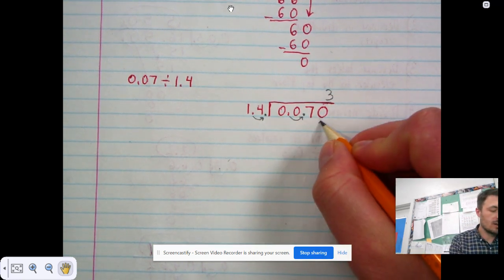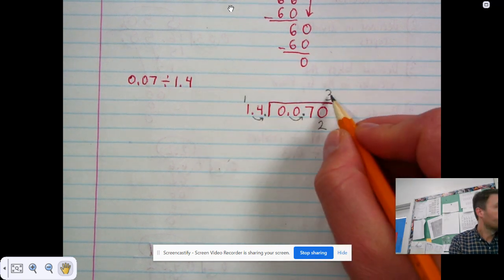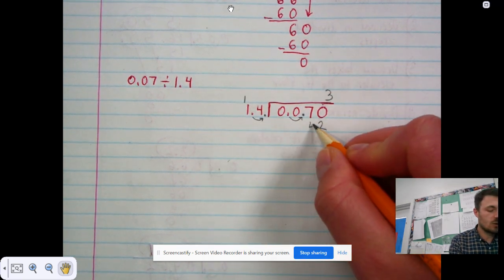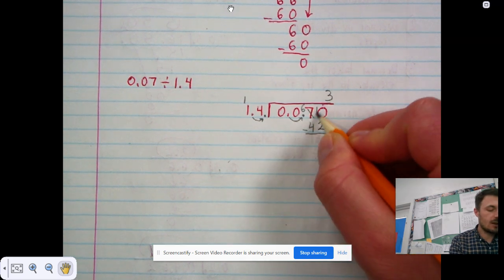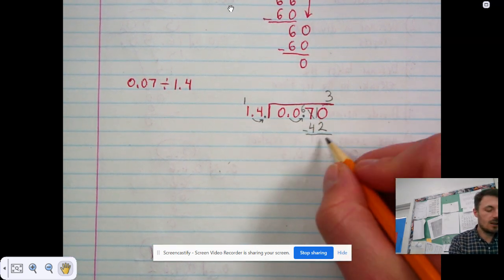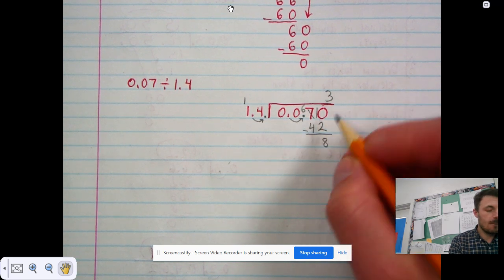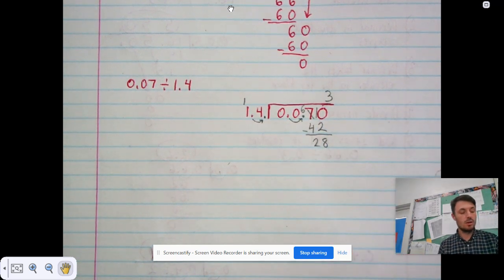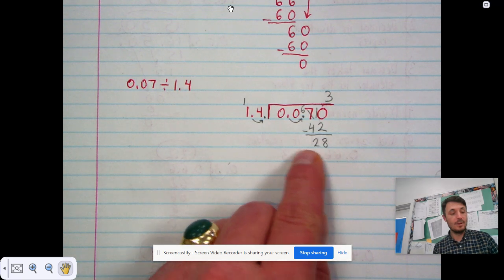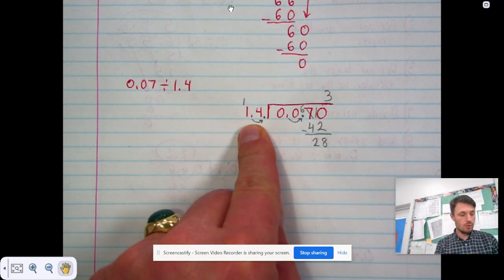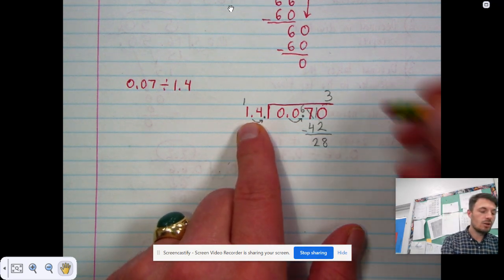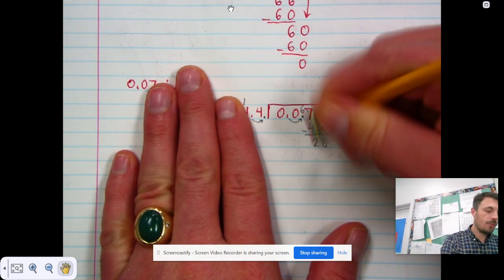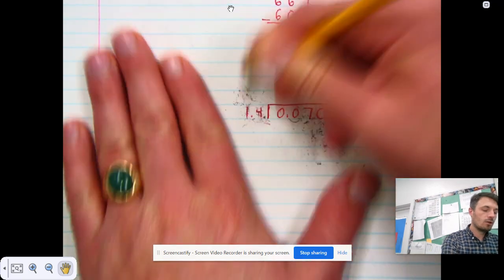3 times 4 is 12, carry the 1. 3 times 1 is 3, plus 1 is 4. Now we subtract. Borrow from the 7, make it a 6, making this 0 a 10. 10 minus 2 is 8. 6 minus 4 is 2. Look, 28. That's bigger than 14. So what do? We adjust the quotient. When this number is bigger than this number, we need to adjust the quotient up. So a 3 didn't work.